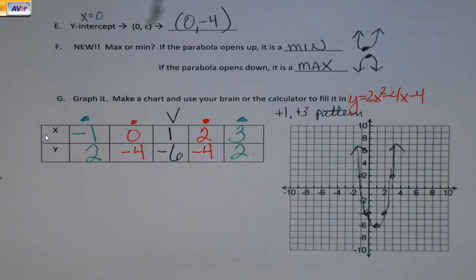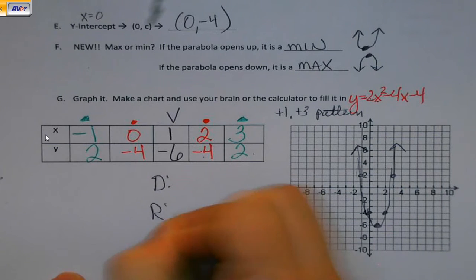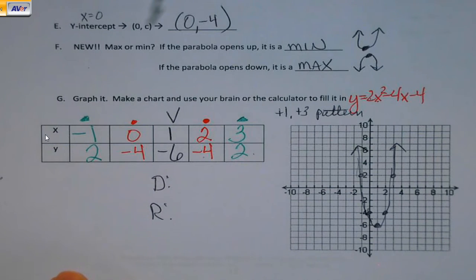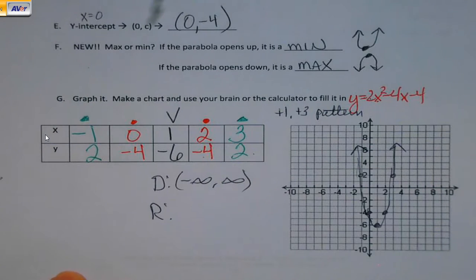So this opens up. If I were asked, I already did the vertex, I already did the axis of symmetry. What if I was asked for the domain and range? Okay, the domain, I shouldn't have to think much about at all. It's negative infinity to infinity. Every time, doesn't matter what it looks like. Opens up, opens down, don't care. It's negative infinity to infinity.